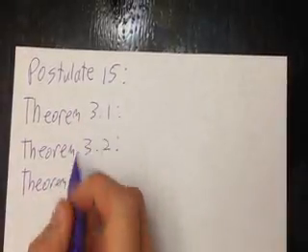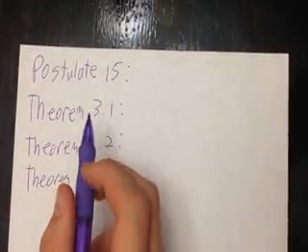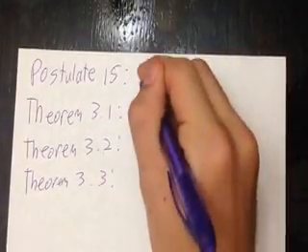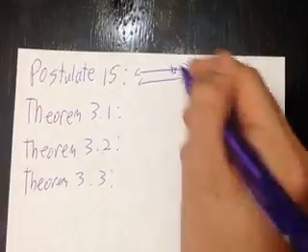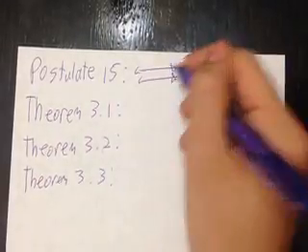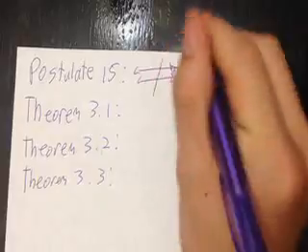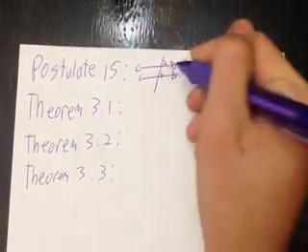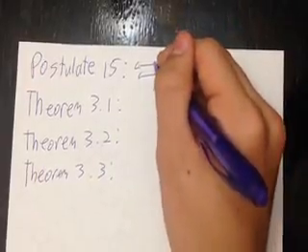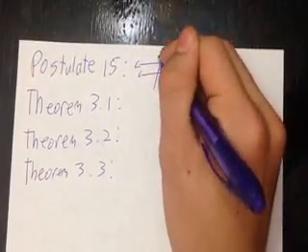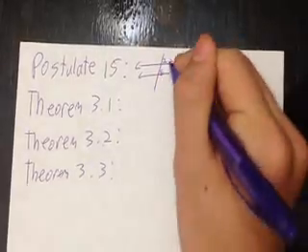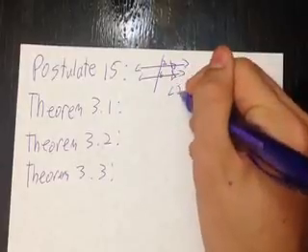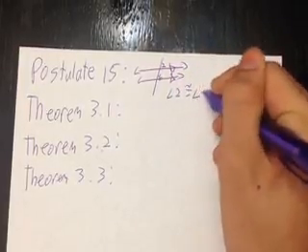So postulate 15, aka the corresponding angle postulate, is when you have two lines that are parallel, cut by a transversal. That is like angle 2 and angle 6. They are on the right or left, here and here, all different kinds of combinations. But they are corresponding angles. That means angle 2 is congruent to angle 6.